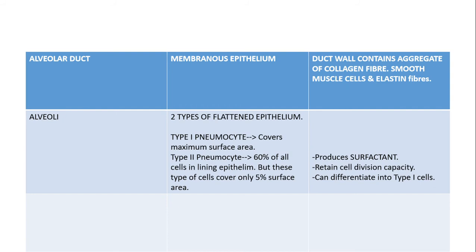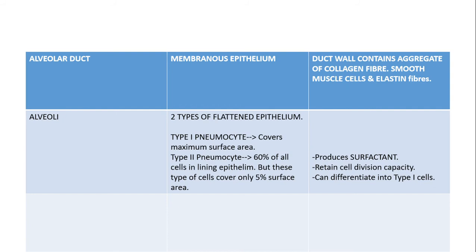Number of type 1 pneumocytes is low, but they cover the maximum surface area because they have a huge cytoplasm and a small nucleus. Okay, now type 2 pneumocytes: more than 60% of cells in the lining epithelium are actually type 2 pneumocytes, but these cells cover only 5% of the surface area, only 5%. So we can understand that type 2 pneumocytes are very small cells.